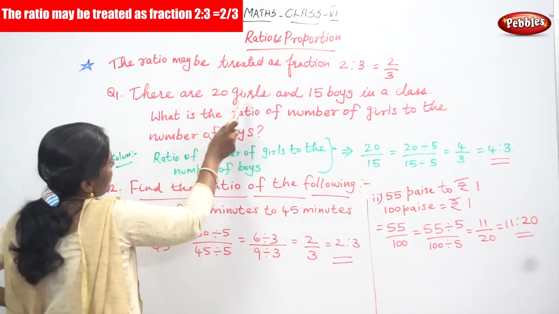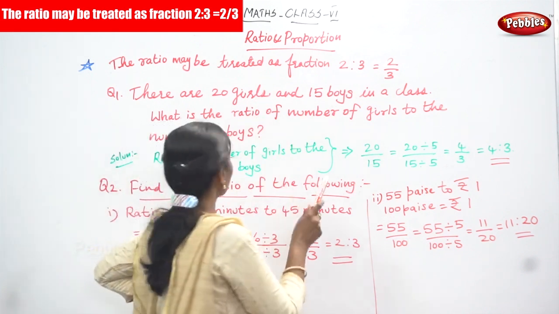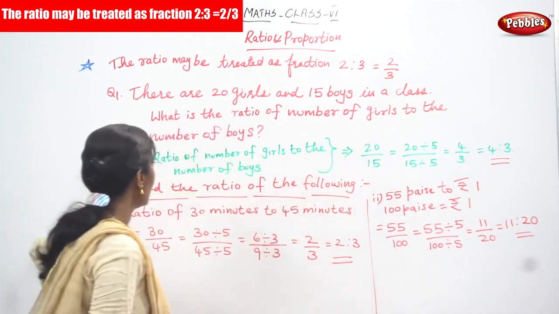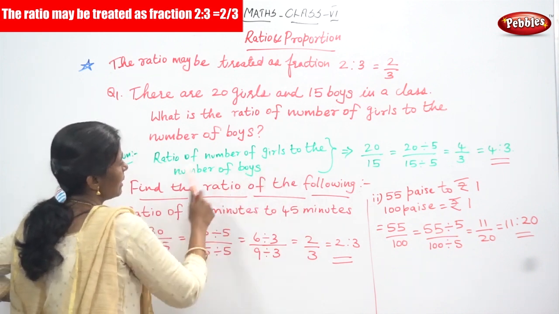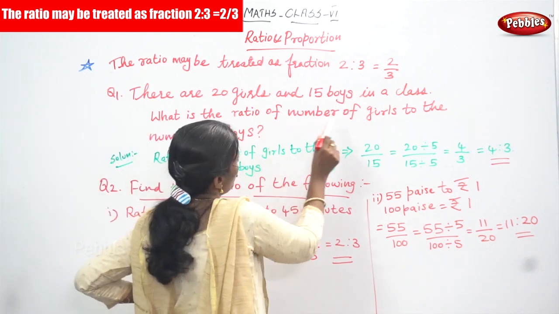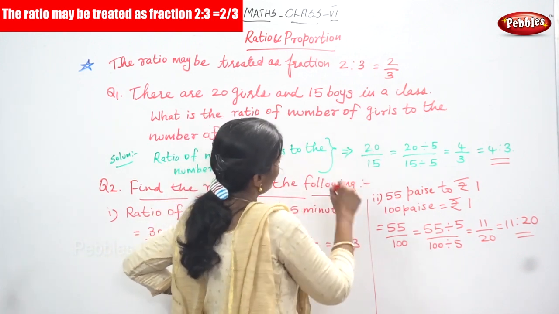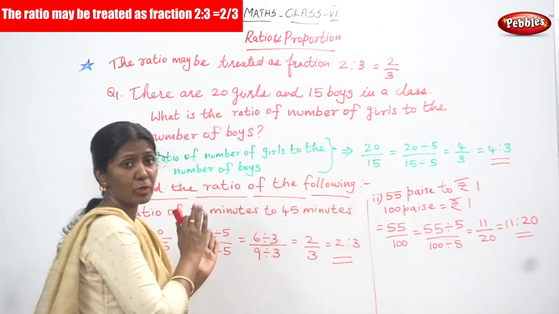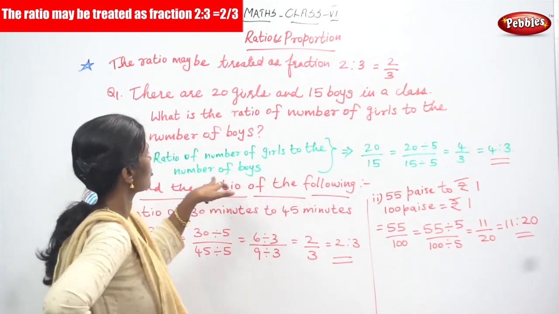The question says there are 20 girls and 15 boys in a class. What is the ratio of the number of girls to the number of boys? We have to compare the number of girls and the number of boys, and find the ratio of girls to boys.